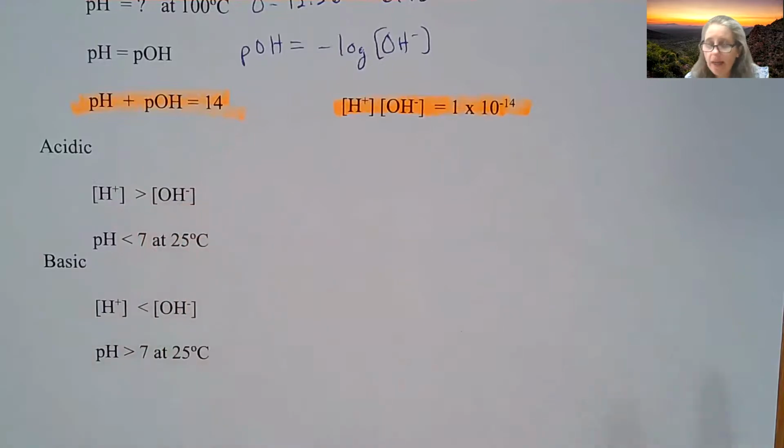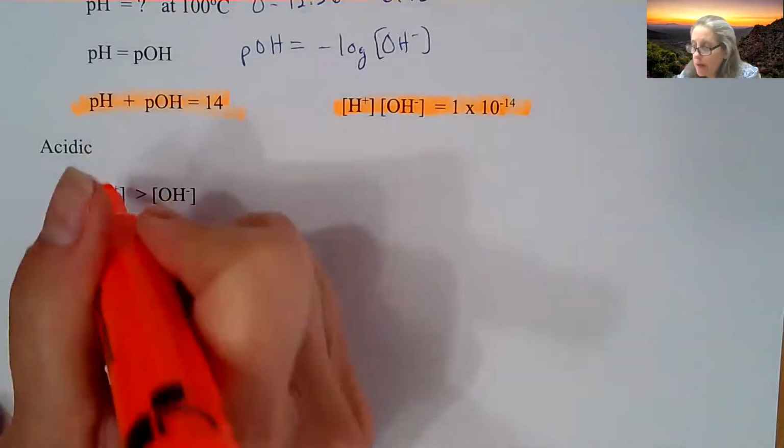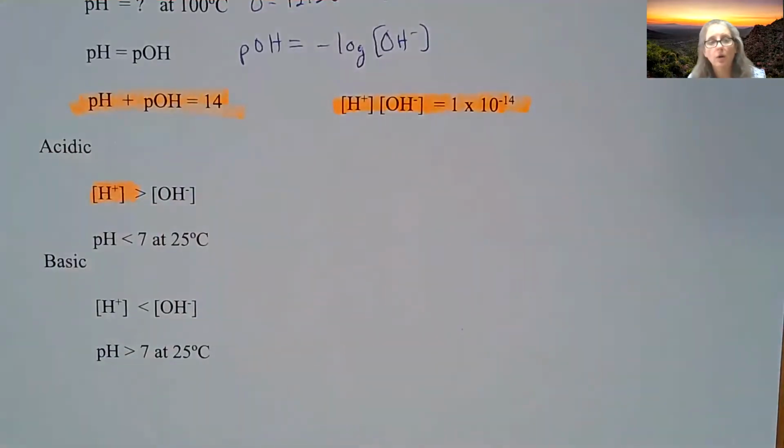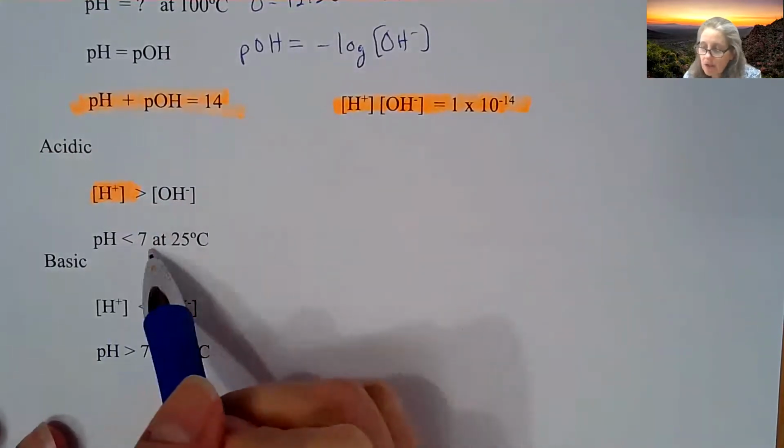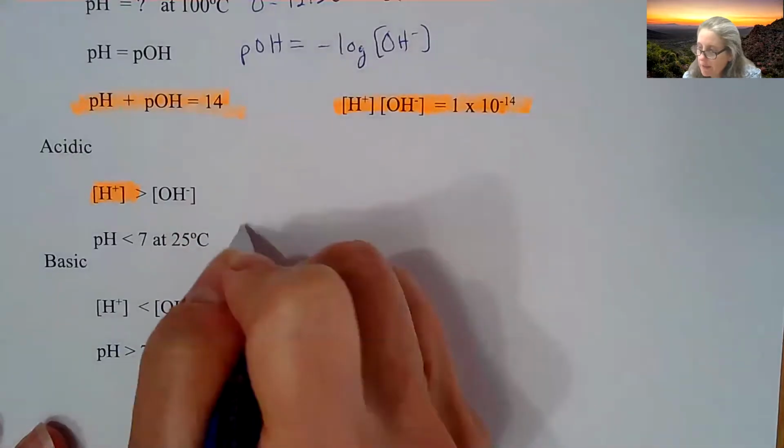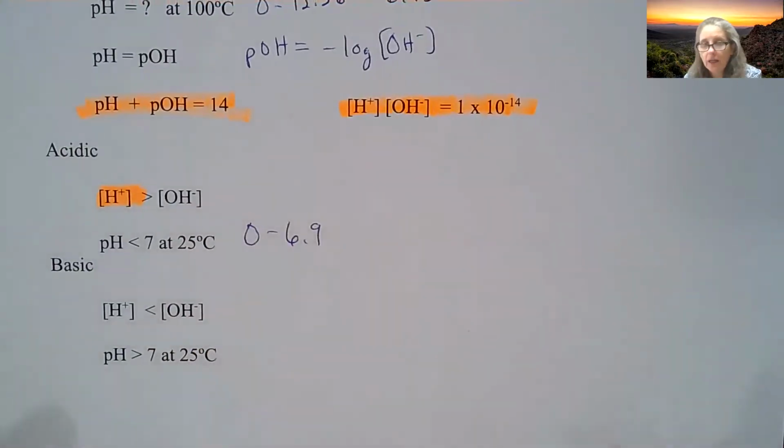To round it out, acidic solutions are where you have more H plus than you do OH minus, and so your pH is going to be somewhere below 7. Now again, I'm not going to ask, what is the pH, is it 6.9, is that acidic or not? But you could say anything below 7 is considered to be acidic.